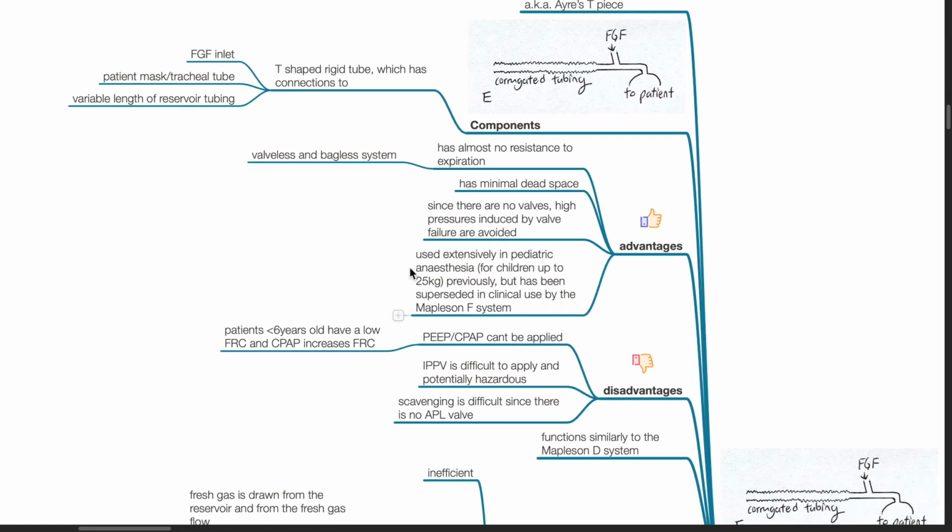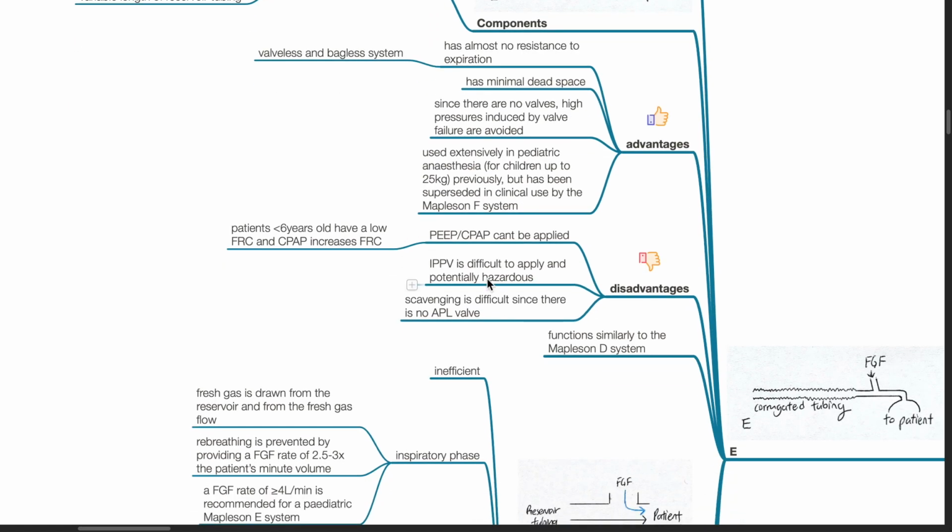It is used extensively in pediatric anesthesia for children up to 25 kg, but has been superseded in clinical use by the Mapleson F system. Disadvantages: PEEP or CPAP cannot be applied. For patients less than 6 years old, they have low functional residual capacity, and CPAP is beneficial in increasing FRC. Intermittent positive pressure ventilation is difficult to apply and potentially hazardous. Scavenging is difficult since there is no APL valve.